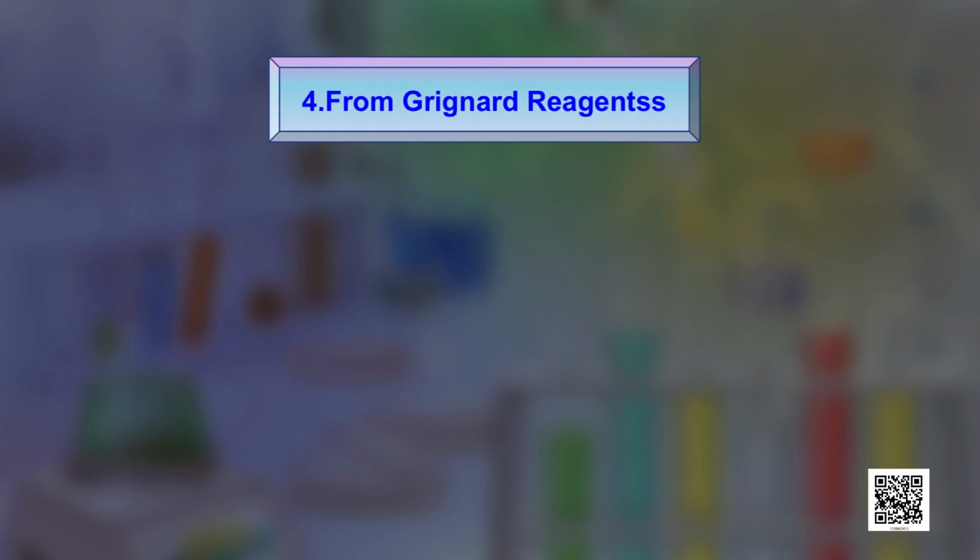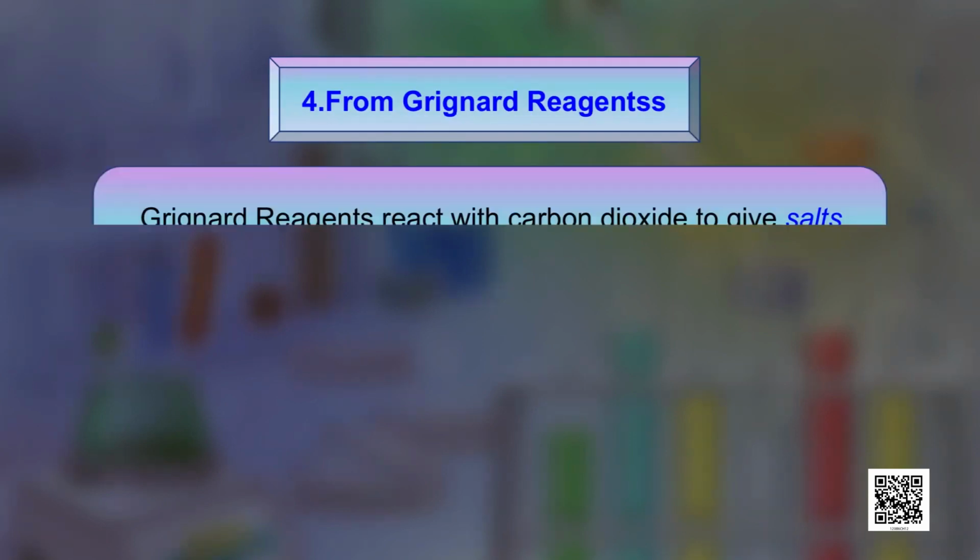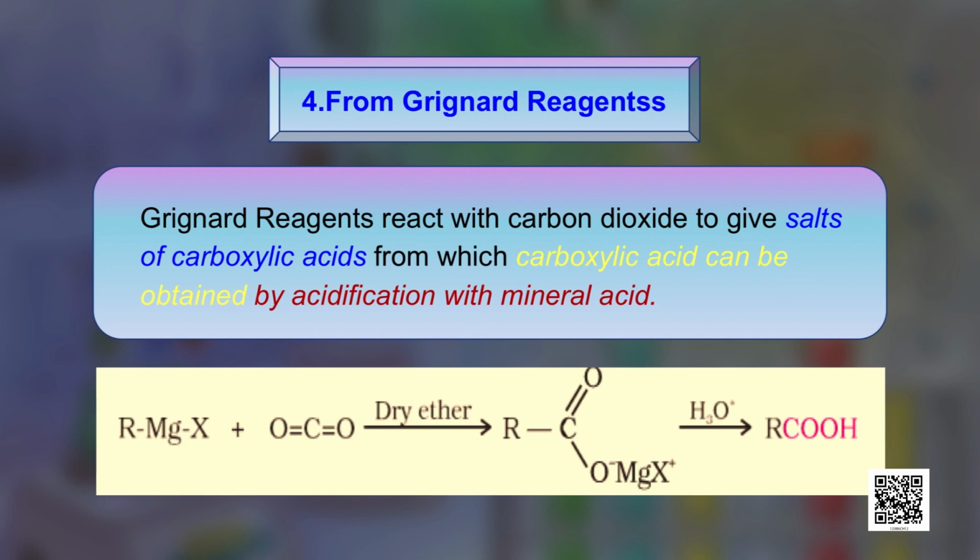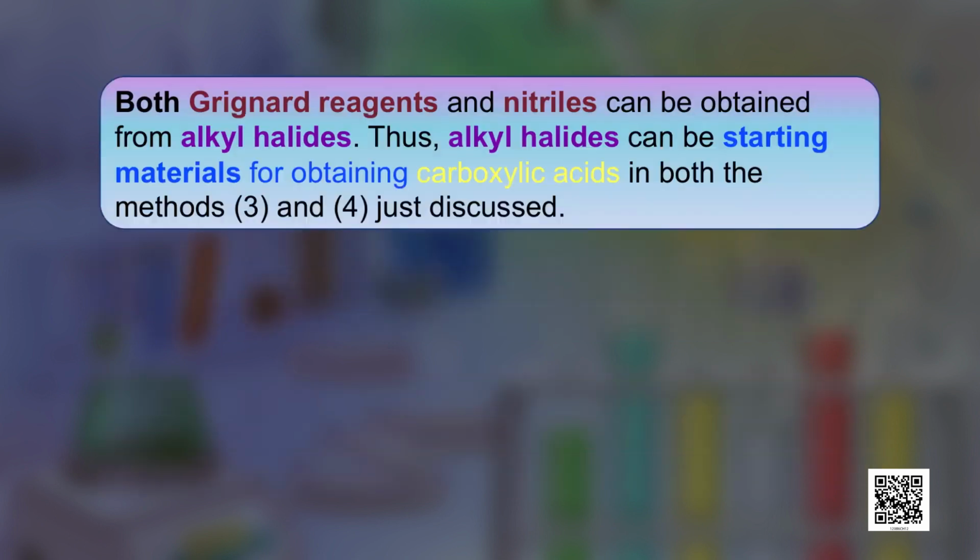Another method is from Grignard reagents. Very important reagents, very useful synthetic compounds, and these reagents react with carbon dioxide to give salts of carboxylic acids, from which carboxylic acid can be obtained by acidification with a mineral acid. Now, both Grignard reagents and nitriles can be obtained from alkyl halides. Thus, alkyl halides can be a suitable starting material to obtain carboxylic acids.